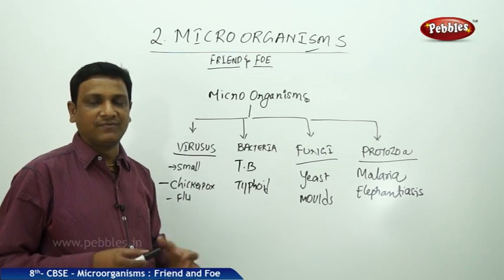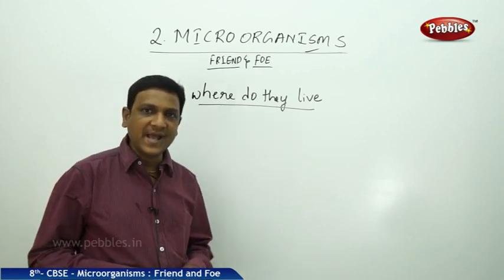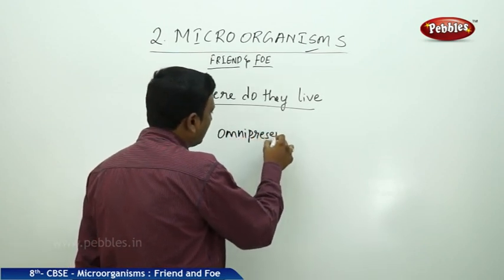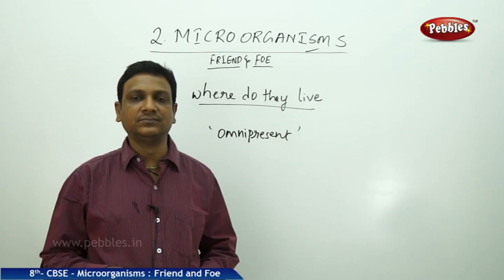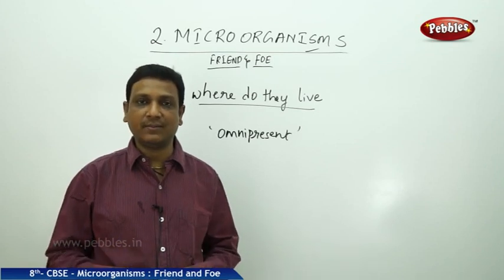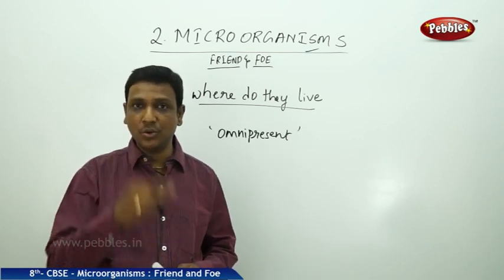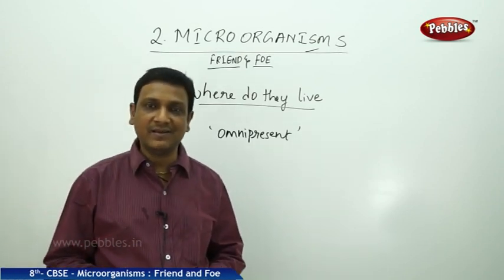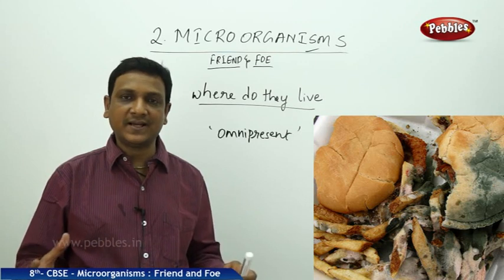Now let us see, where do we find these microorganisms? Where do they live? Microorganisms are omnipresent. Omnipresent, what does this mean? They are present everywhere. Microorganisms can live on land, in water, and in other organisms, different plants and animals. All plants and animals carry many microorganisms with them. Even in you, in your gut, in your digestive system, millions of microorganisms exist. That is their habitat, the place where they live. So microorganisms are there even on our bodies.